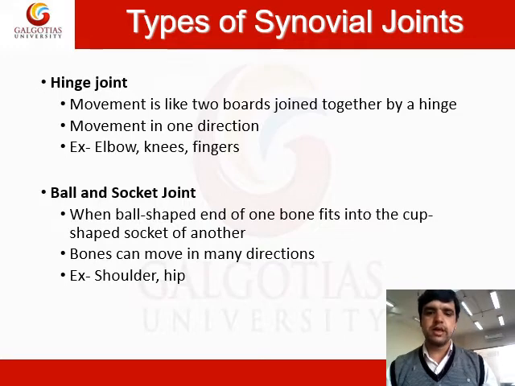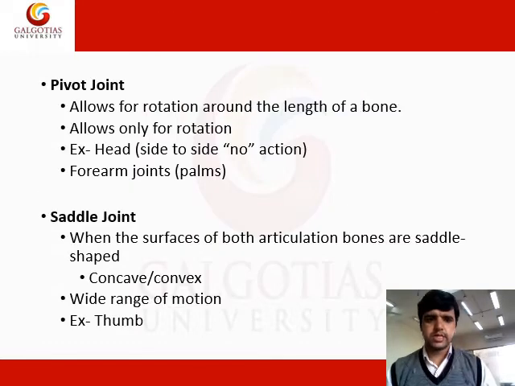If we try to move the shoulder or the hand, due to the presence of the joint in the shoulder, it can be moved in multiple directions. It may move up or down, forward or backward, or we can rotate it also. The next type of synovial joint is the pivot joint. These are joints which allow rotation around the length of a bone.